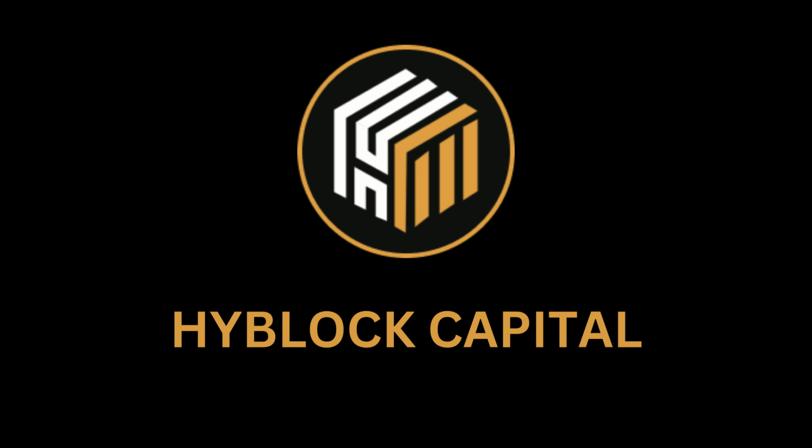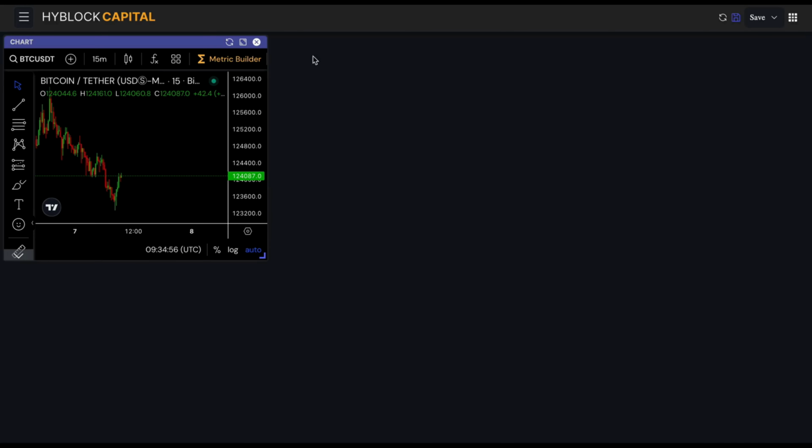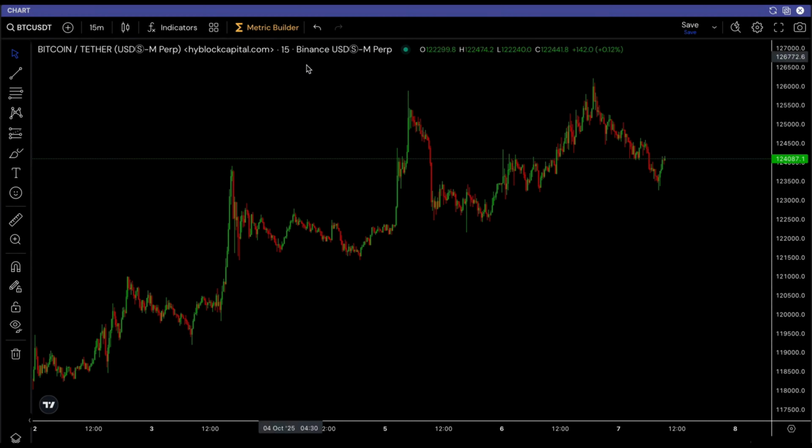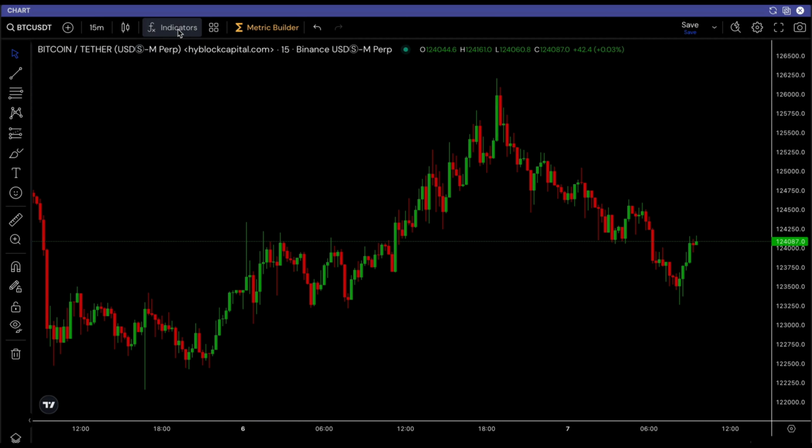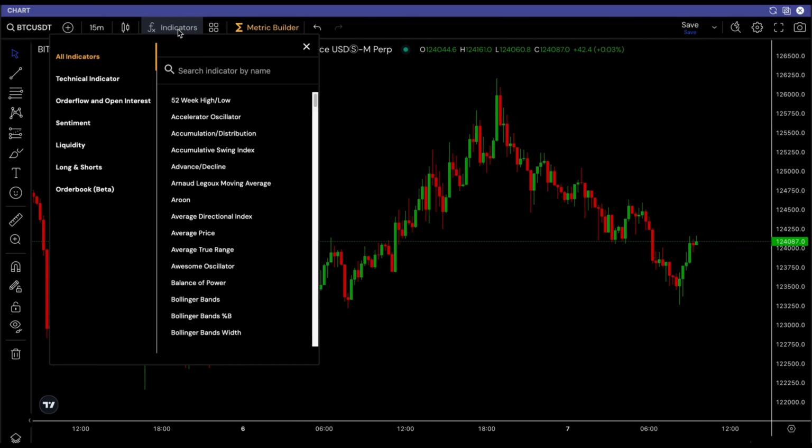Welcome to Hyblock Capital. Today, we'll explore two unique indicators that help decode market behavior: participation ratio and transfer of contracts. Let's start with the participation ratio.